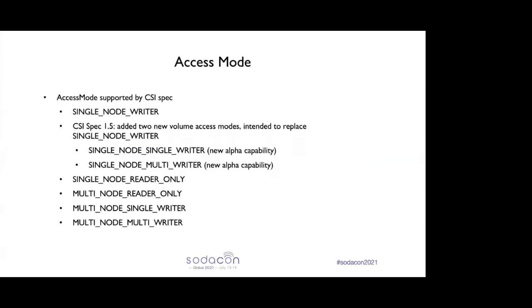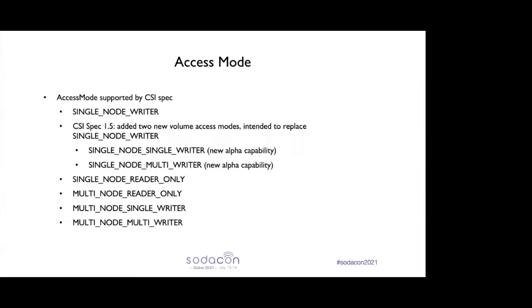Now let's take a look at access modes. The CSI spec supports several access modes as shown here. The single node writer means the volume can only be published once as read-write on a single node at any given time. But there's a problem with how this access mode is used during node publish volume, which is typically when volume mounting is performed.